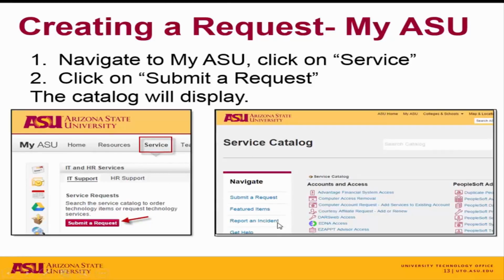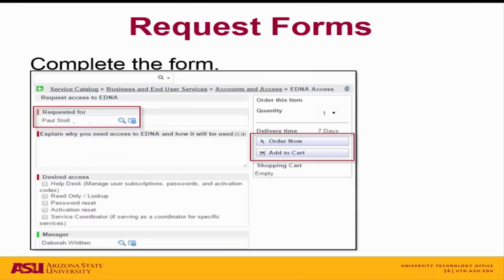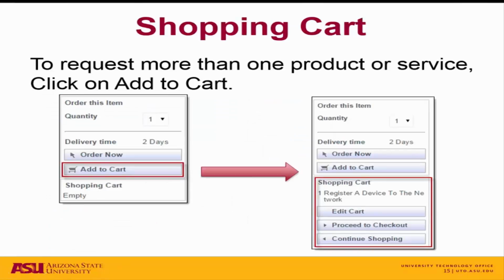Either way you start, you can complete the request form by filling in the required fields and then click on Order Now. If you'd like to order more than one thing, then you can click Add to Cart and continue to shop. Clicking Add to Cart gives you more options. You can either edit your cart, proceed to checkout, or continue shopping.